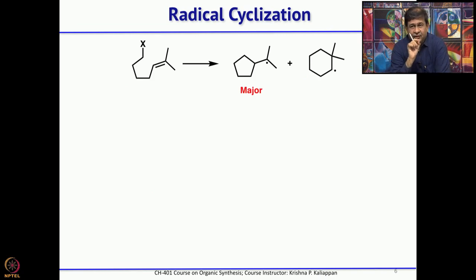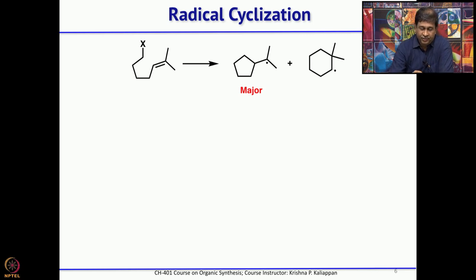Then what about the regiochemistry? When exo and endo are both allowed for the same substrate, which one will be favored? Will exo be favored or endo? Then when your substrate has substituents, after the radical cyclisation, what will be the stereochemical relationship? The regiochemistry and stereochemical outcome of radical cyclisation can be easily explained.